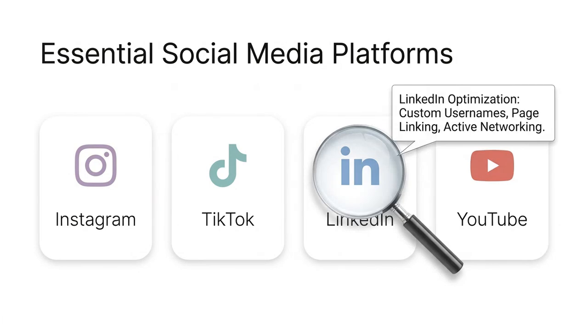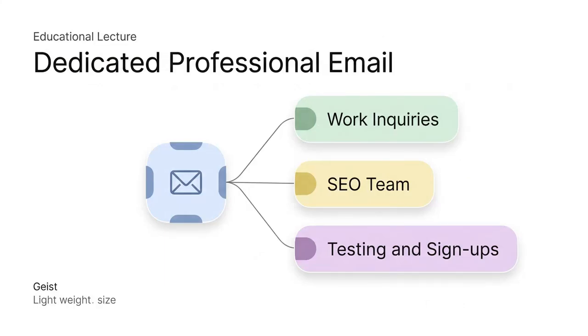It is crucial to customize your profile URL rather than leaving it as a random string of numbers. Connect your personal profile to your business page and actively network by sending personalized connection requests and messages to build your professional circle. Before you even create your YouTube channel, set up a dedicated professional email address strictly for your digital marketing work. Do not mix this with your personal email.